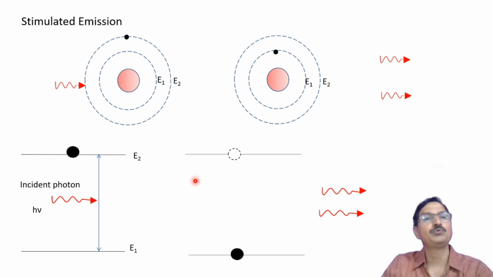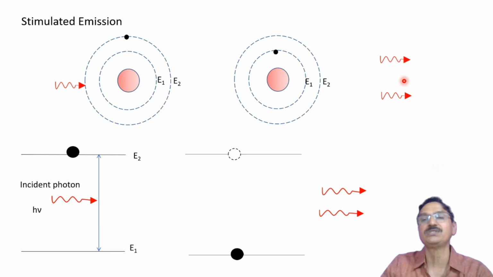So we have seen two processes. One is stimulated emission and the previous one was spontaneous emission. For the spontaneous case, there was no need of an incident photon, but for stimulated emission, there must be an external photon, a photon generated by chance, and it should have the exact energy equal to the difference between these two, E2 minus E1. Then such a photon starts the process of stimulated emission.